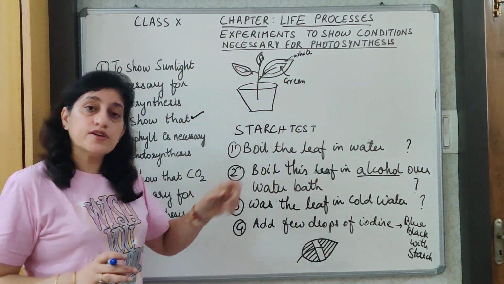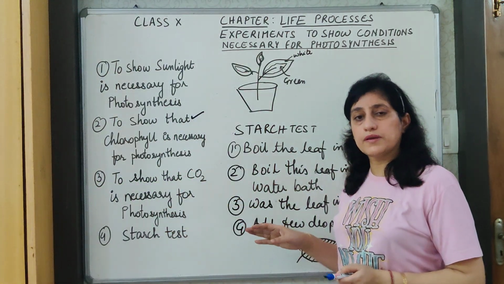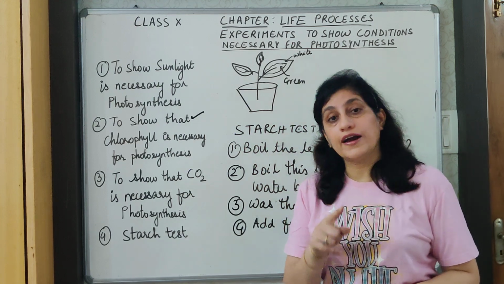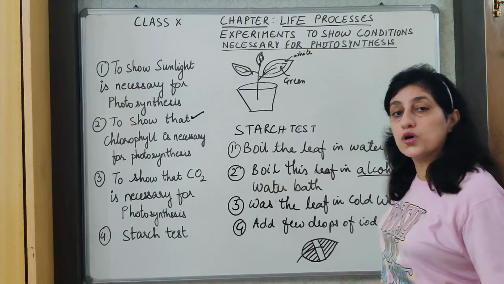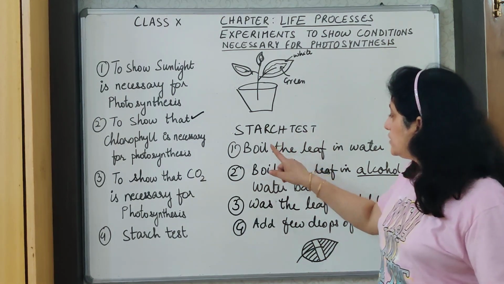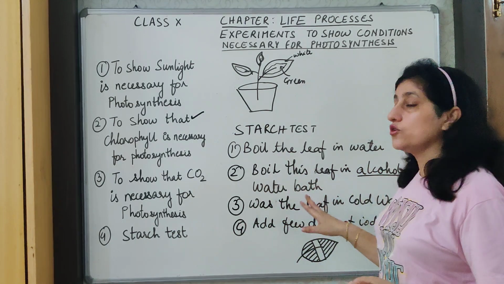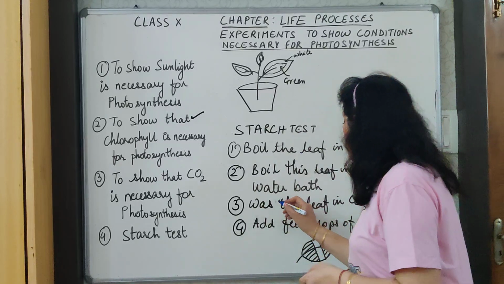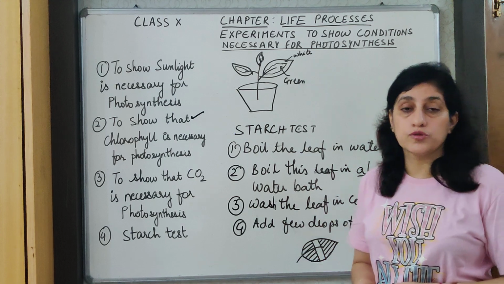I leave the plant in sunlight for 5 to 6 hours for photosynthesis to take place, and because the plant is already de-starched, after 5 to 6 hours I will perform the starch test on the leaf. First, boil the leaf in water. I have told you why. Then boil the leaf in alcohol over a water bath and wash the leaf in cold water. Add a few drops of iodine to it.